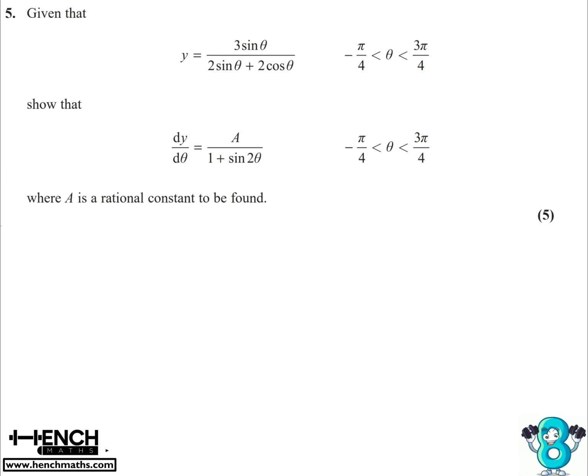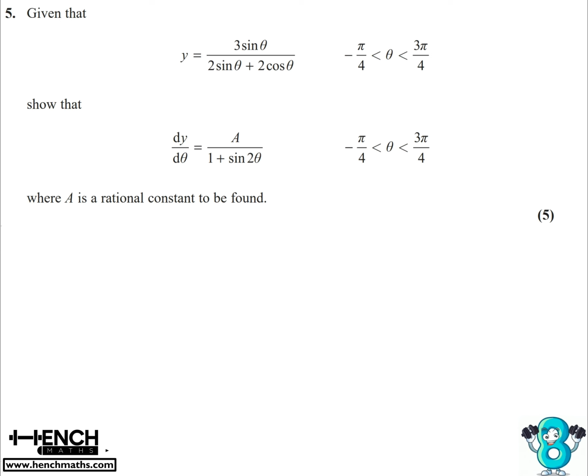Question 5. Given that y equals 3 sine theta, all divided by 2 sine theta plus 2 cos theta, in the range theta is from negative pi over 4 to 3 pi over 4, show that dy by d theta is equal to a over 1 plus sine 2 theta in the same range for our theta, where a is a rational constant to be found. So we've got a function divided by another function, so that implies to us we're going to use the quotient rule.